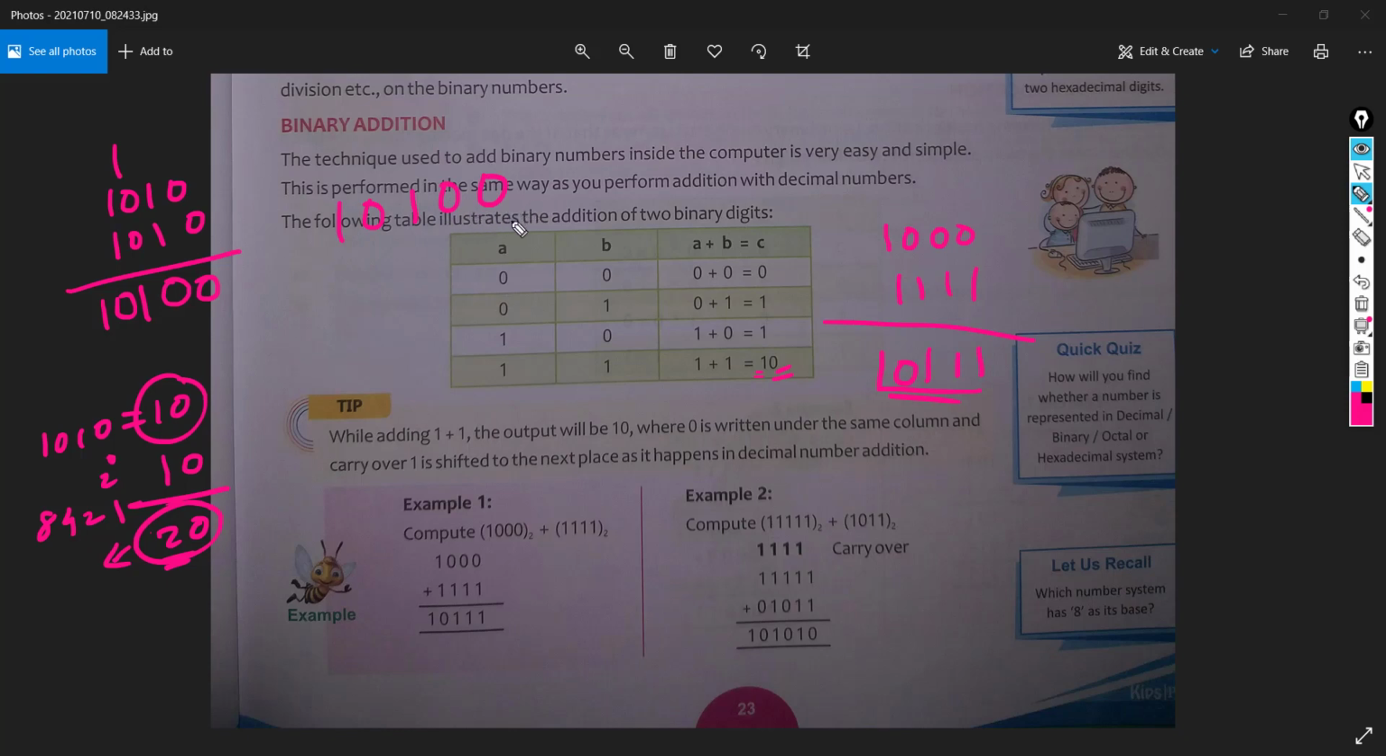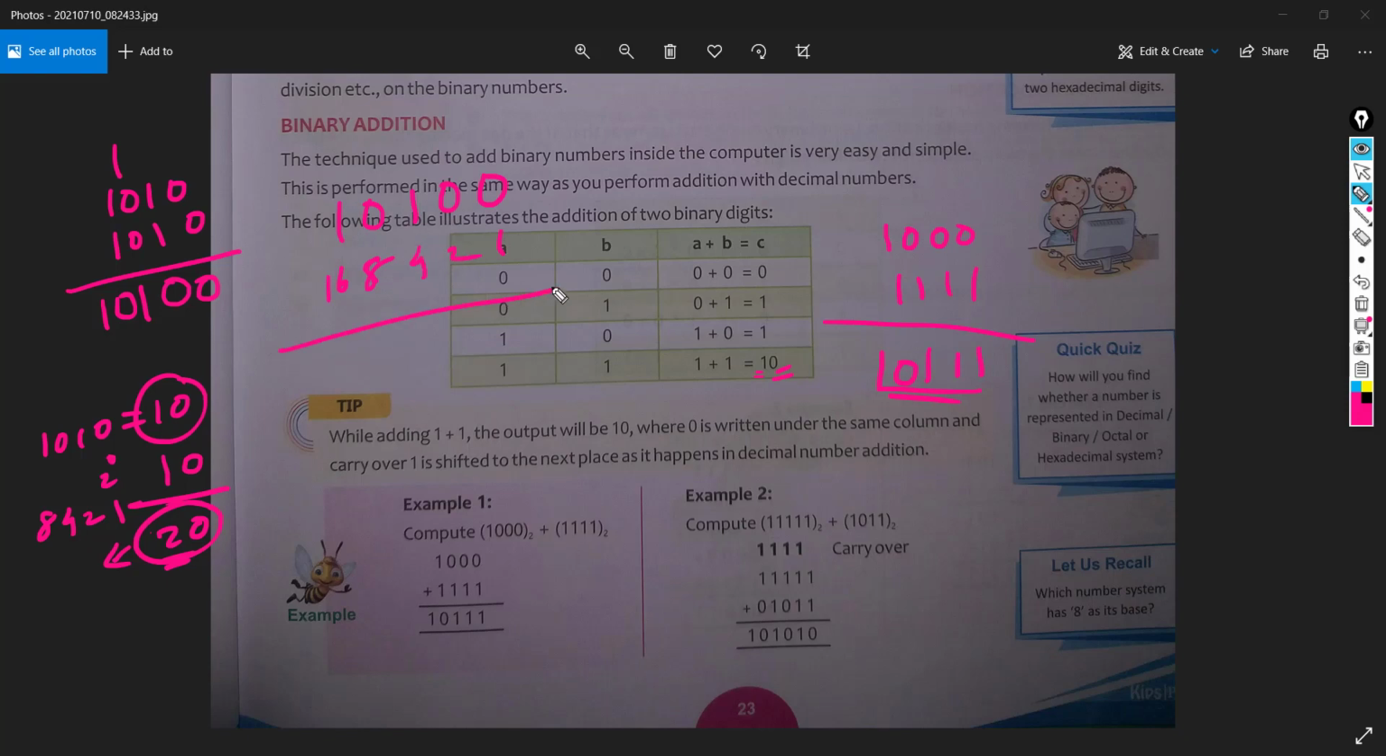So what will we consider? We will consider the positional value, which is 2 raised to 0, 2 raised to 1, 2 raised to 2, 2 raised to 3, 2 raised to 4. That means 1, 2, 4, 8 and 16. Where there is a 1, we will take its corresponding positional value and add. We will not consider the positional value of zeros. We will consider the positional value of ones, and that sum will be the corresponding decimal number.